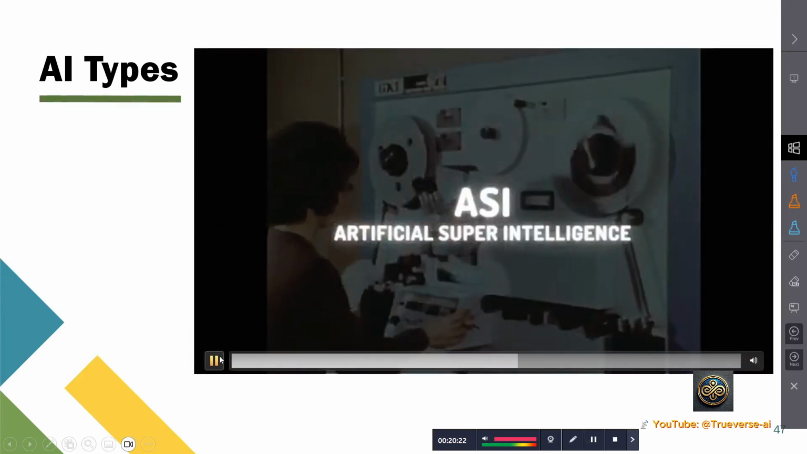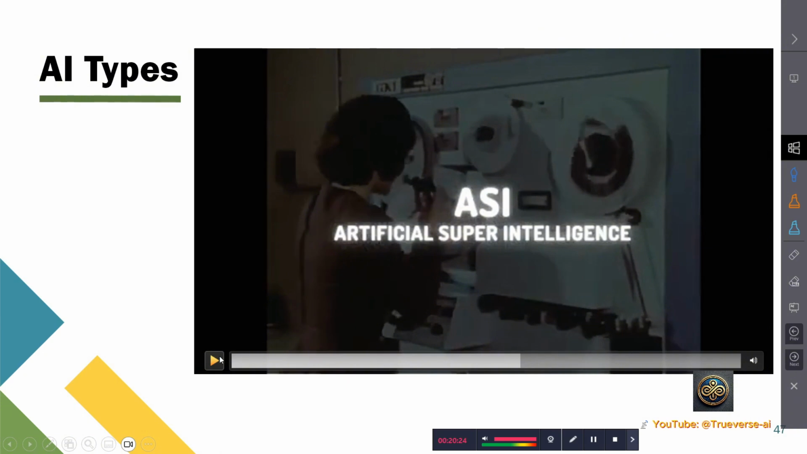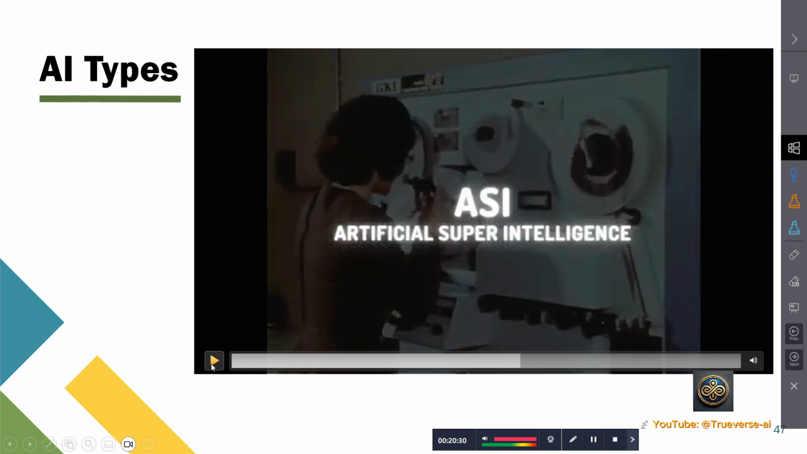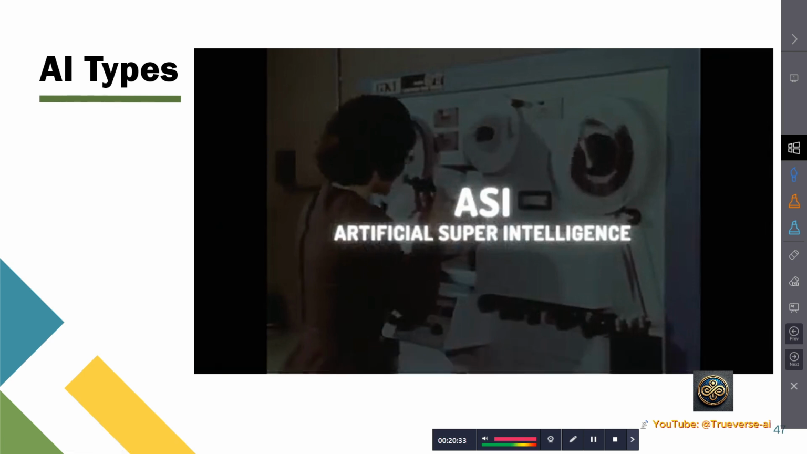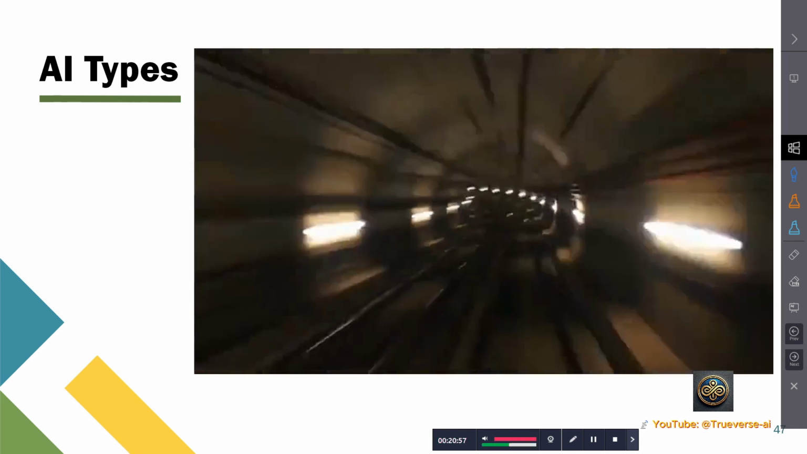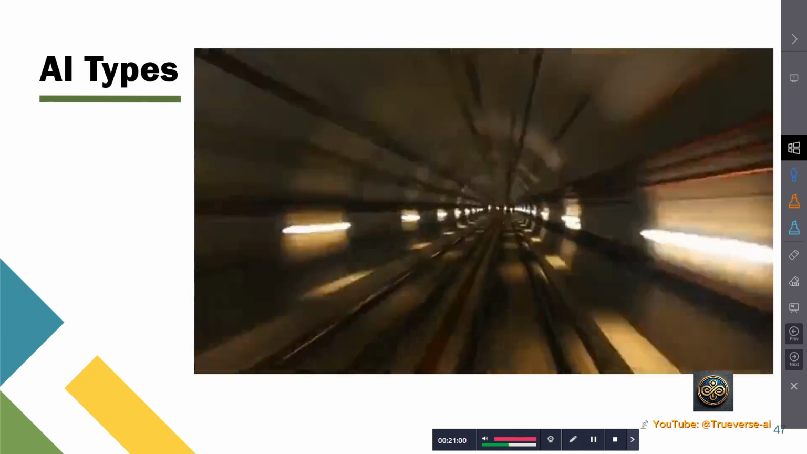I don't want to take more time, let's go for ASI, artificial superintelligence, more advanced, and as I explained, this is a hypothetical future state. It would exceed human cognitive ability in every domain, including problem solving, decision making. Or ASI. ASI refers to AI systems that surpass human intelligence in almost every area.